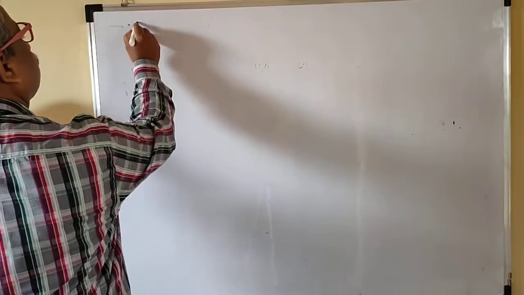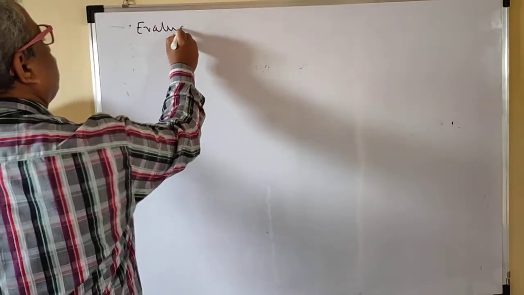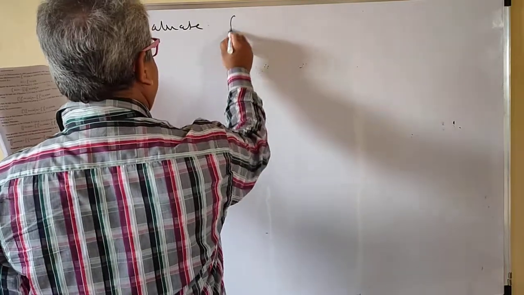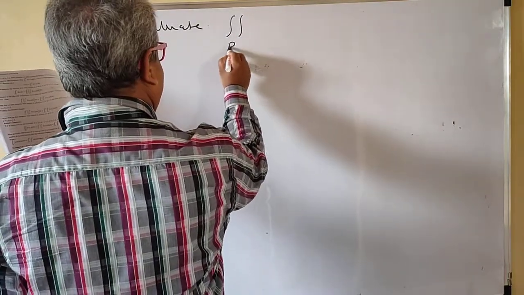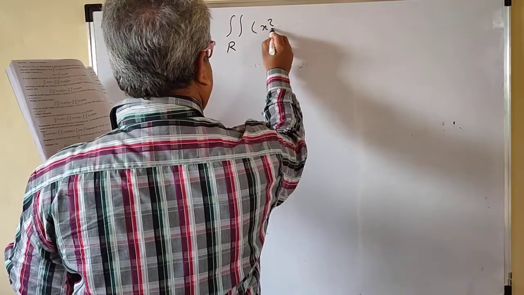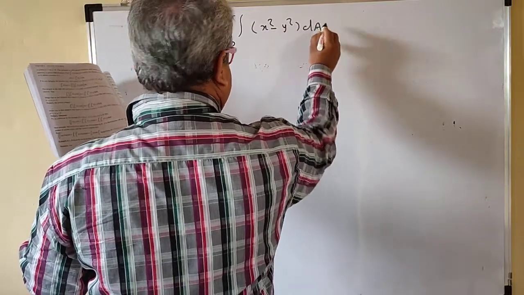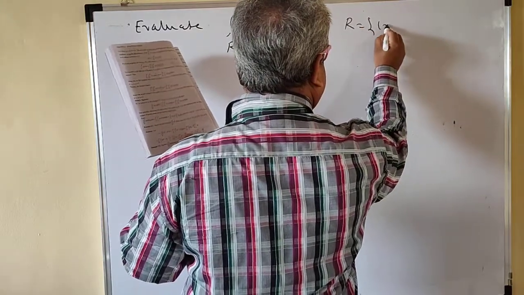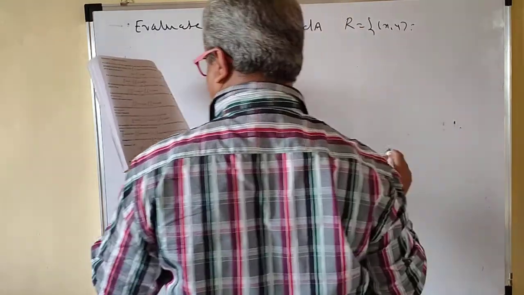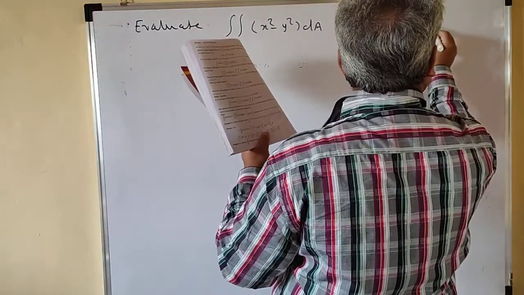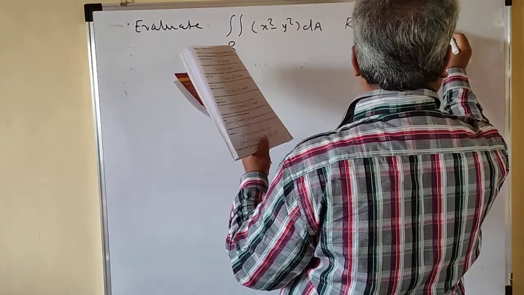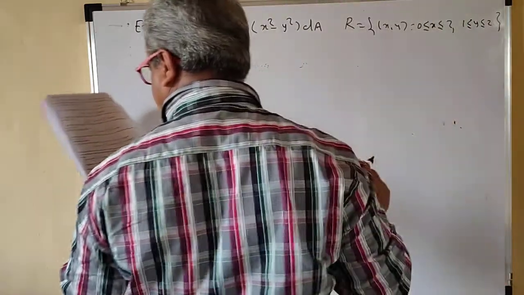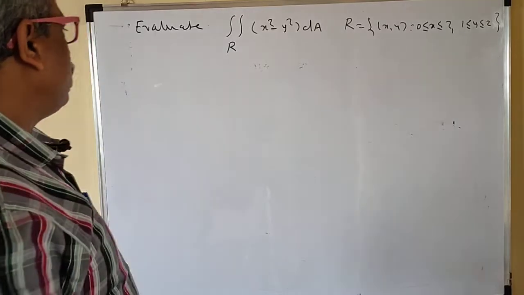Evaluate the double integral over R of x square minus y square dA, where R is the set of all points (x, y) such that 0 less than or equal to x less than or equal to 2, 1 less than or equal to y less than or equal to 2. Okay, so now the solution.